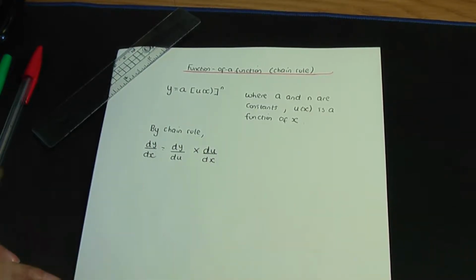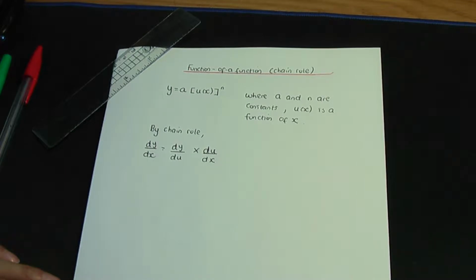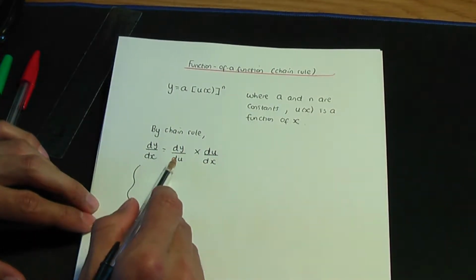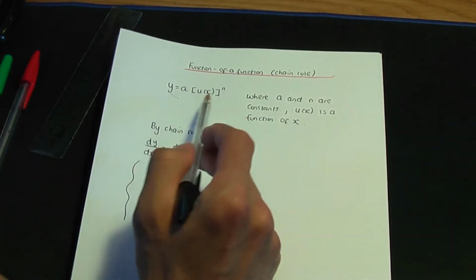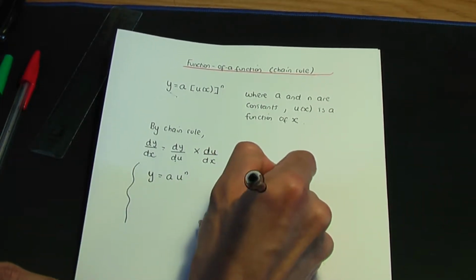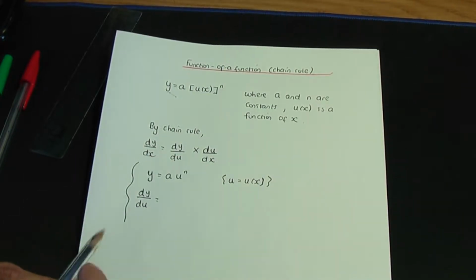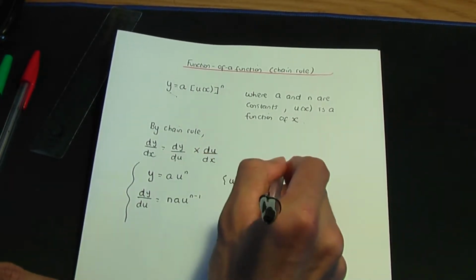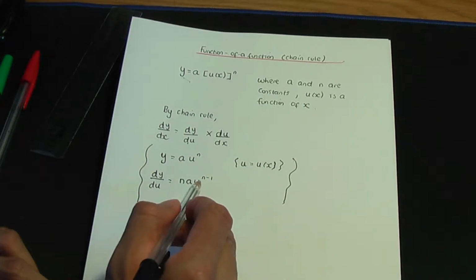So let me apply the chain rule to a function of this form, y equals a u(x) to the power of n, and let's see what we have for the derivative dy by dx. First of all, let me do a side calculation and calculate dy by du for this function. y is a u to the power of n, where u is a shorthand form for u(x). If I differentiate this with respect to u, we're going to have na u to the power n minus 1.